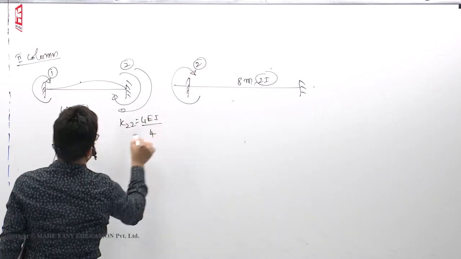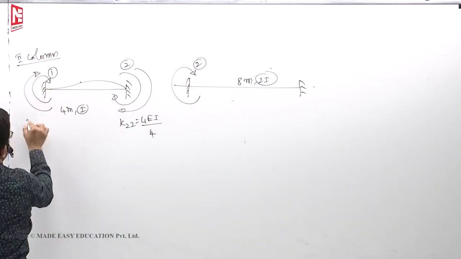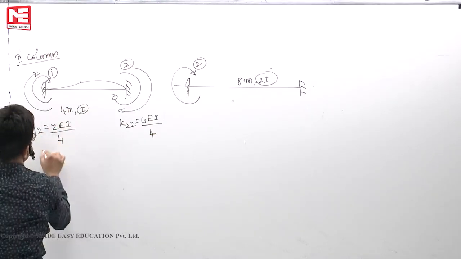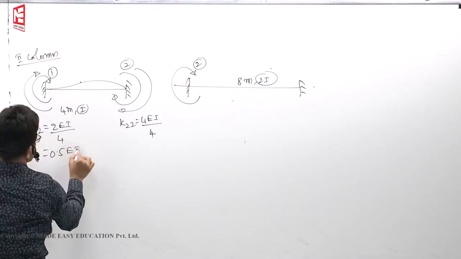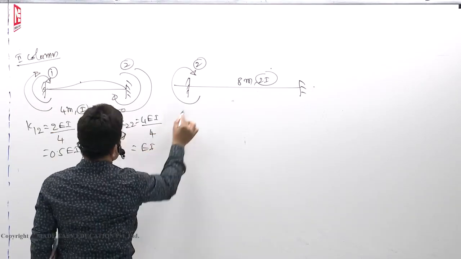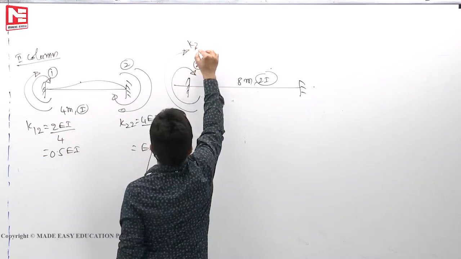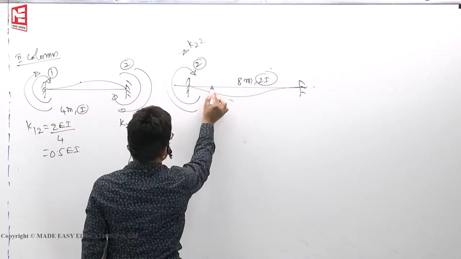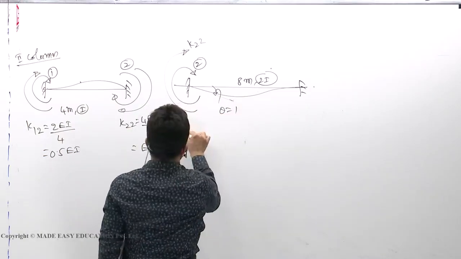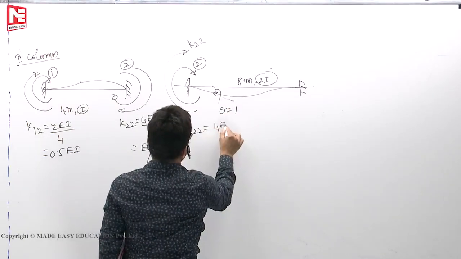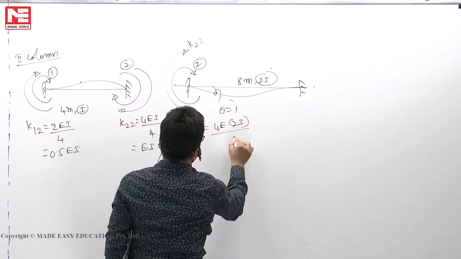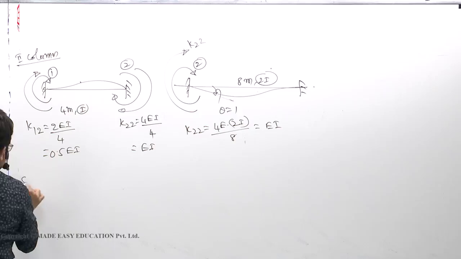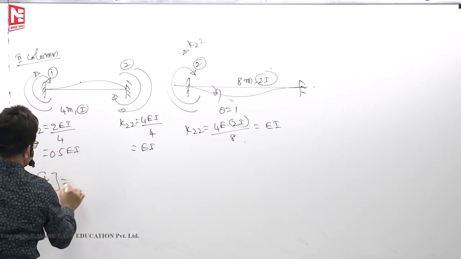4EI by 4. Carryover moment K1 because of 2, 2EI by 4. This is EI. Here K22. If you apply unit rotation, it will go like this. Theta is 1. So K22 will get 4EI means 2I by L. So you will get EI. So your stiffness matrix K is this one.